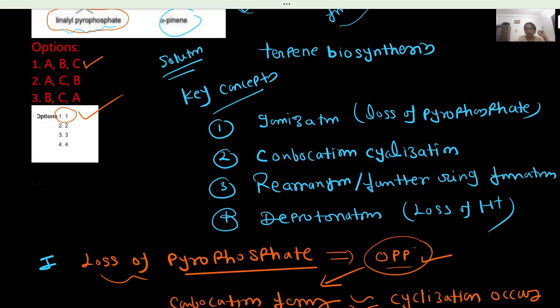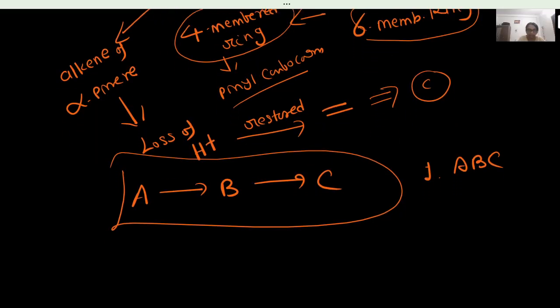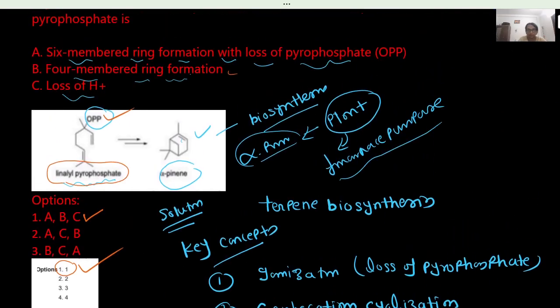And this trick for the biosynthesis of terpenes is very useful for this type of question. The sequence is fixed. First, always leaving group departure. Second is ring formation. Third is the second cyclization, that means rearrangement. And fourth is the loss of the proton. A, B, C. You can solve this type of question by following the sequence.